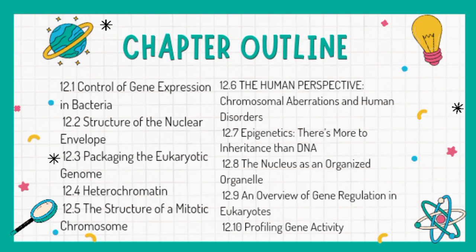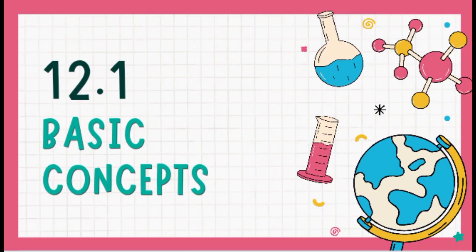12.1 Control of gene expression in bacteria. 12.2 Structure of the nuclear envelope. 12.3 Packaging the eukaryotic genome. 12.4 Heterochromatin. 12.5 The structure of a chromosome. 12.6 The human perspective: chromosomal aberrations and human disorders. 12.7 Epigenetics: there's more to inheritance than DNA. 12.8 The nucleus as an organized organelle. 12.9 An overview of gene regulation in eukaryotes. 12.10 Profiling gene activity.